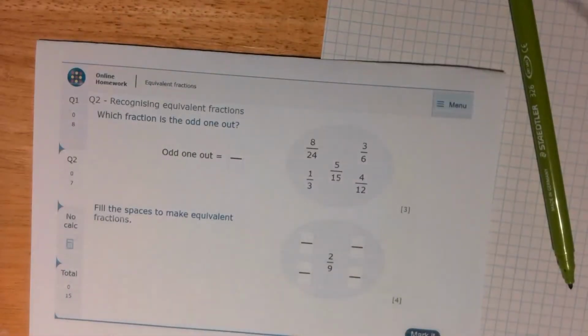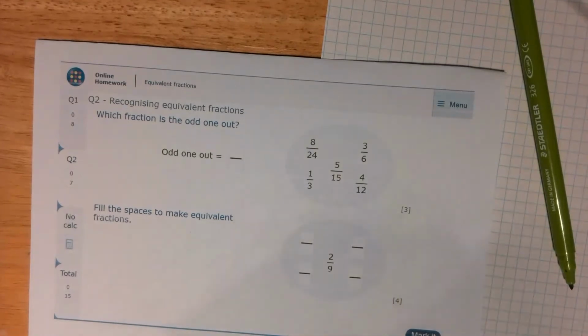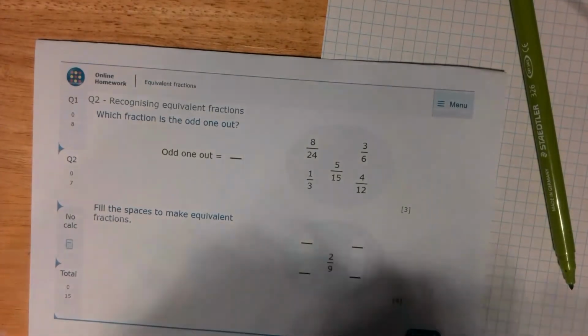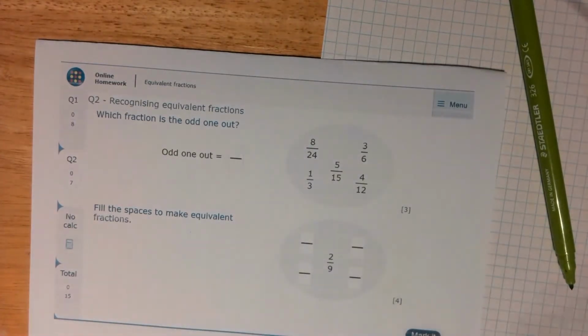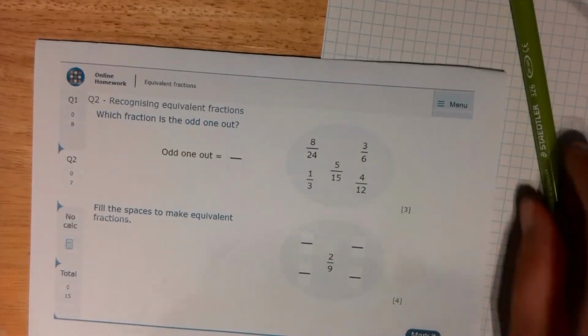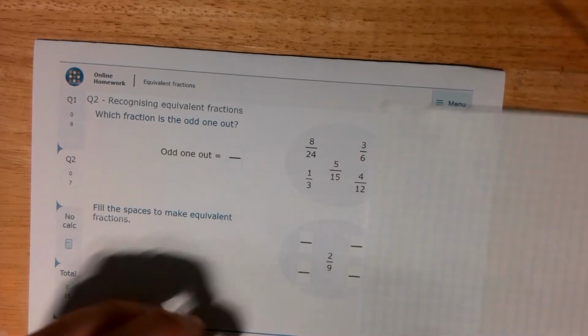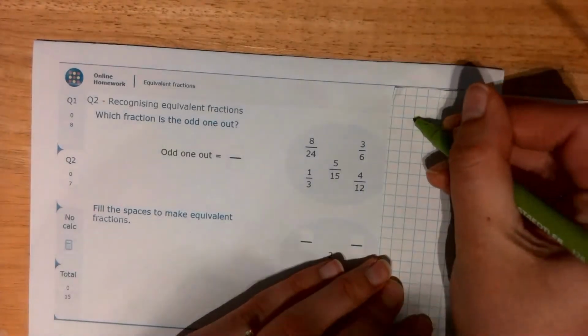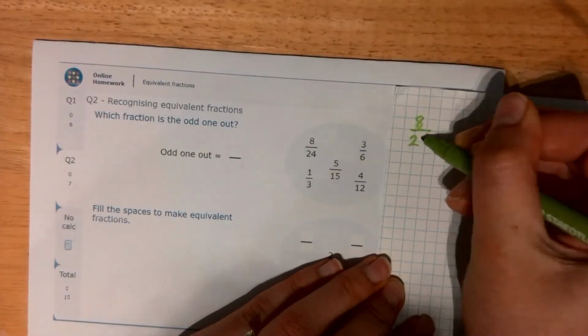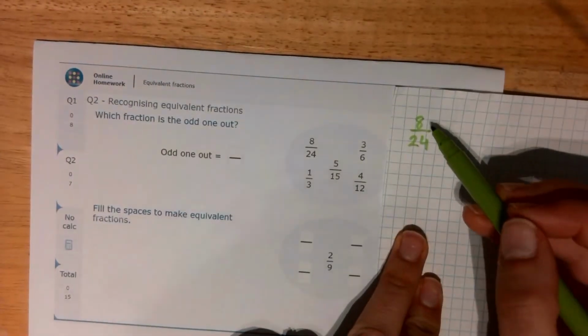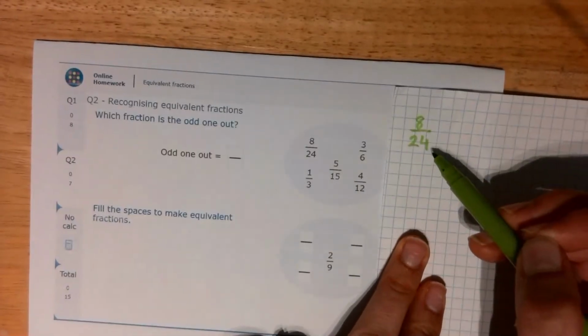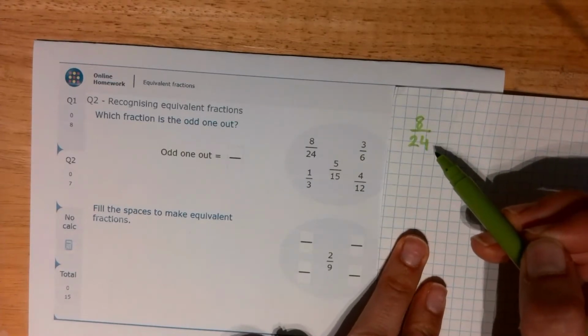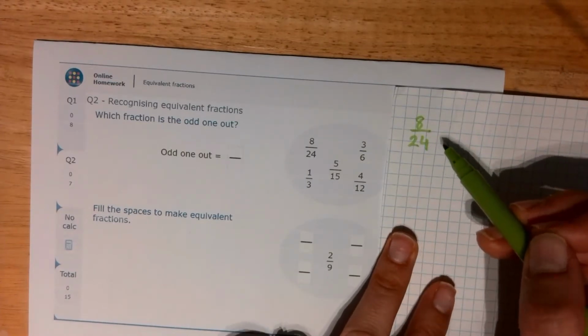Now, this question on the back here, the bubble question, the first one, the best thing to do is to try and divide the fractions down. So, let's start off with 8/24ths. Right. Can I smush that down at all? Yes, I can. If you look, 8 and 24 can both be put into groups of 2, into groups of 4, and into groups of 8.